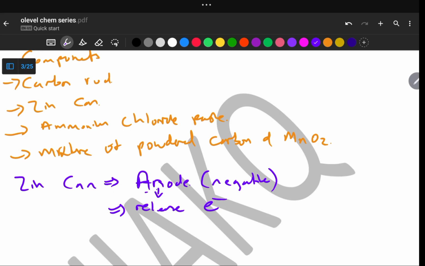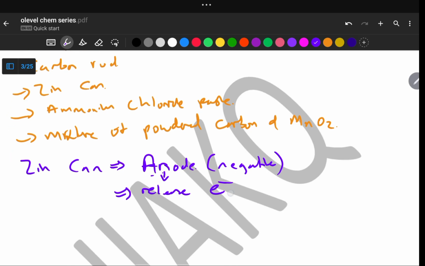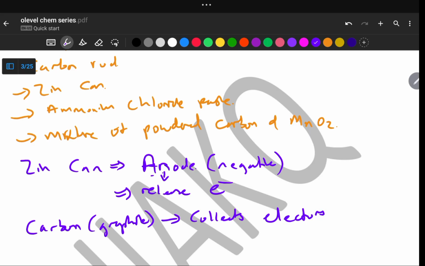And then we are going to have the carbon. So carbon in the form of graphite. Always remember that. Carbon in the form of graphite, the allotrope. So graphite or carbon collects the electrons, and it is also surrounded by manganese dioxide, the depolarizing agent, right?